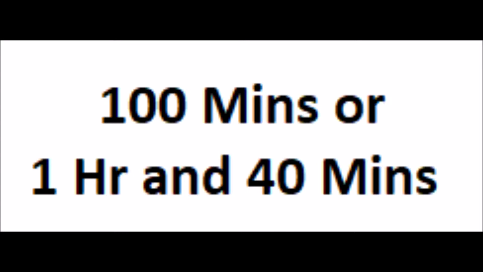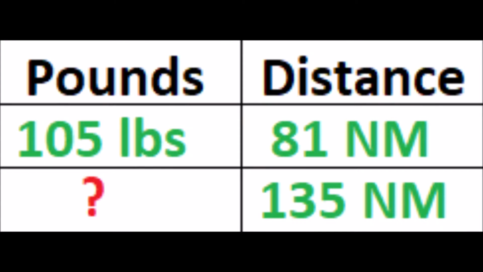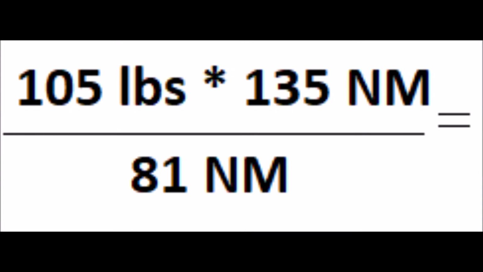Now let's figure out how much fuel we're going to use. If in 81 nautical miles, which is the distance we cover in 1 hour, we burn 105 pounds, how much fuel will we use in 135 nautical miles? We multiply 105 pounds times 135 nautical miles, and we divide it by 81. And we get 175 pounds. Now, if we look at the original question, we can see the correct answer is letter C.